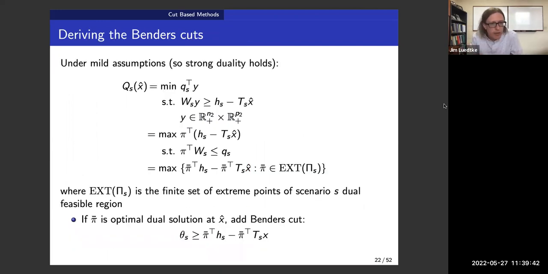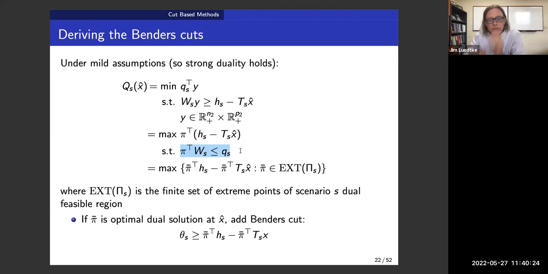Okay, so finally, where do these Benders cuts come from? Under very mild assumptions, we just have to make sure strong duality holds. This subproblem that looks like this is a scenario S subproblem where I fixed X hat as the first stage variables. I'll take the dual of that problem. So pi are going to be the dual variables, and those are in the objective multiplied with the right-hand side where this X is now fixed. So that's the whole objective coefficients in this dual problem. And my dual feasible region looks like this. Okay, so those are my dual constraints. And the key thing is that the dual constraints do not depend on X at all. So this dual feasible region is independent of X.